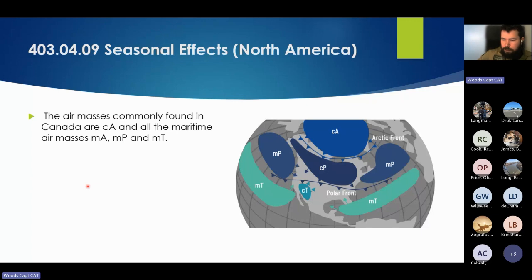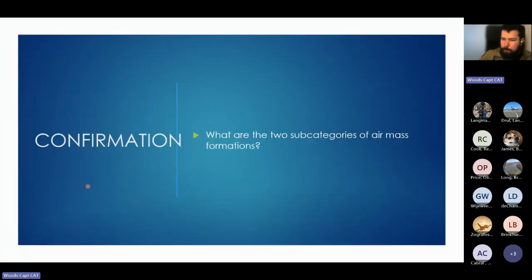All right, so quick confirmation. What are the two subcategories for air mass formation? There's two main ways we categorize them. Those are the factors that we use to categorize our air masses. But an air mass can be either one thing or another thing.